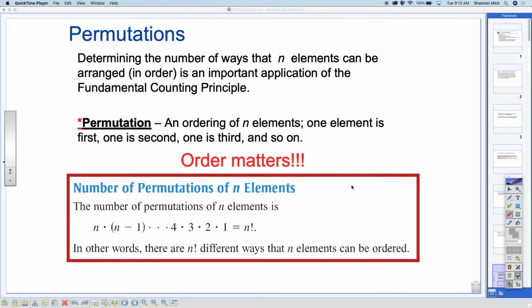So, permutations. Determining the number of ways that n elements can be arranged in order is an important application of the fundamental counting principle. You don't need to write that down. You need to write down all the rest of it. A permutation is an ordering of n elements. Elements are just things. One element is first. One element is second. One element is third. Order matters. Guys, listen to me. Order matters. Got it? Okay.